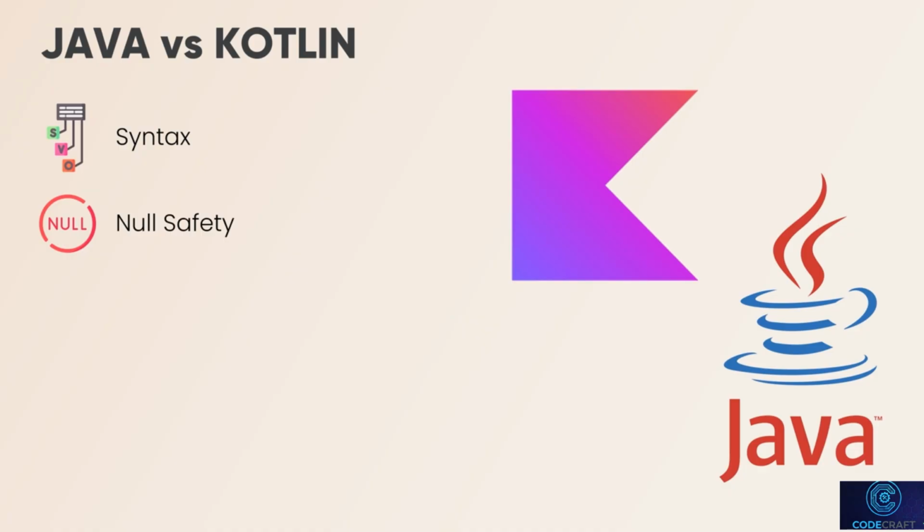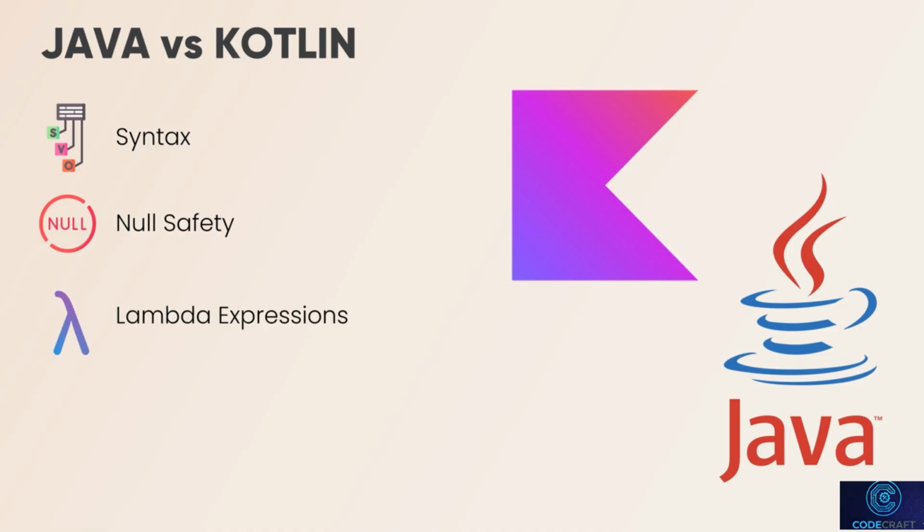Java doesn't have built-in null pointer safety features. You can assign null to any reference, which can lead to null pointer exceptions during runtime. Kotlin provides native null safety features. You must explicitly declare whether a variable can be nullable or not using the exclamation mark or the question mark operators. This helps catch null pointer exceptions at compile time, reducing the risk of crashes.